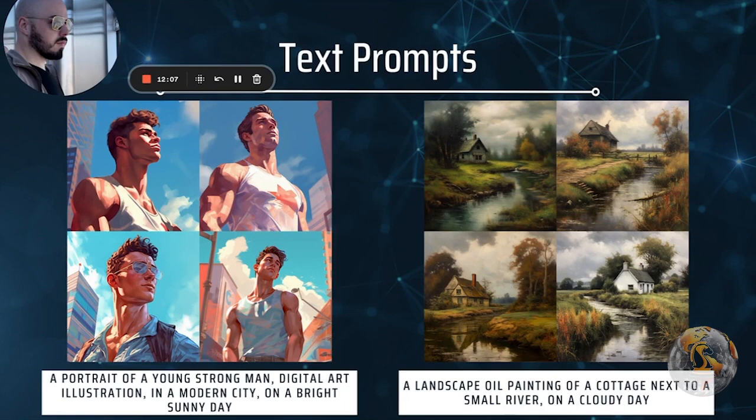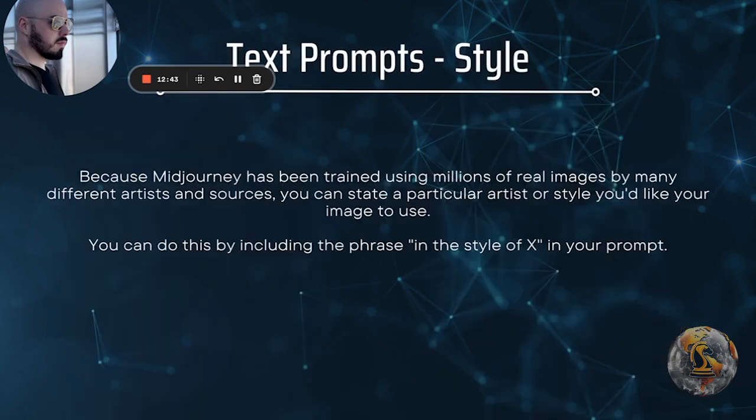So here are some examples of text prompts and the images that it creates. A portrait of a young, strong man, digital art illustration in a modern city on a bright, sunny day. Look what it literally created: a bright, sunny day in the city, modern city that is. It's an illustration, and it's got the dude in it. Next, a landscape oil painting of a cottage next to a small river on a cloudy day. If I ever saw a cottage next to a small river on a cloudy day, it would look like that. And that's all because that is what I typed into the prompt.